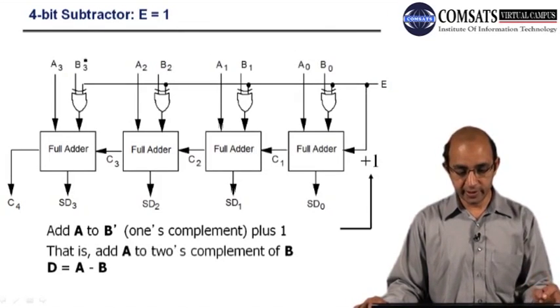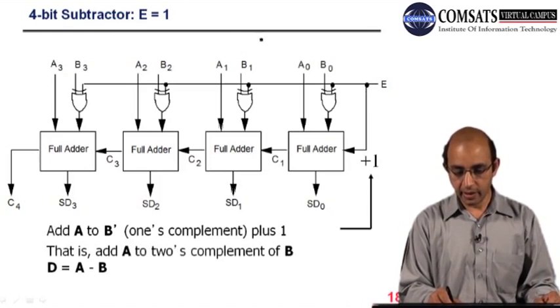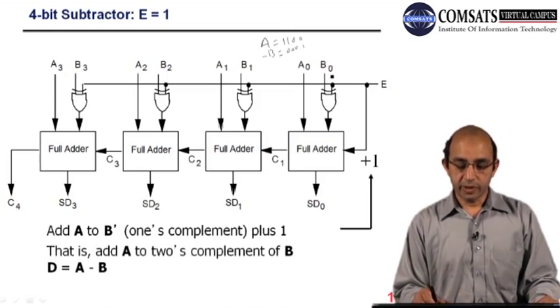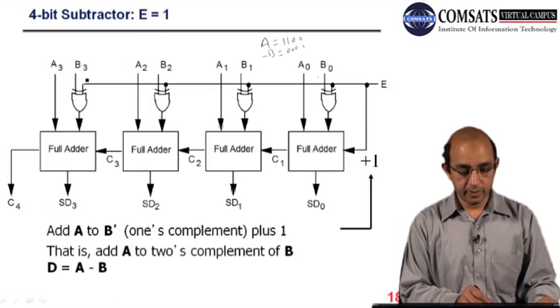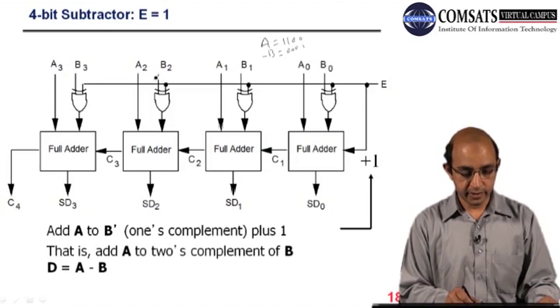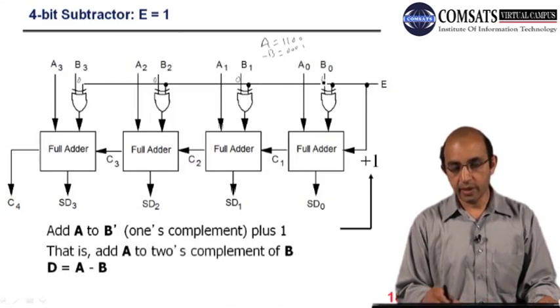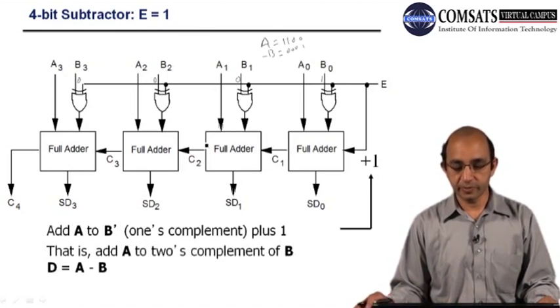So let's say I have a number here, A is equal to 1 1 0 0, and B is equal to 0 0 0 1, and I have to subtract A from B. So let me place the bits: this is 0, again 0, again 0 and 1. So I have to perform the subtraction.